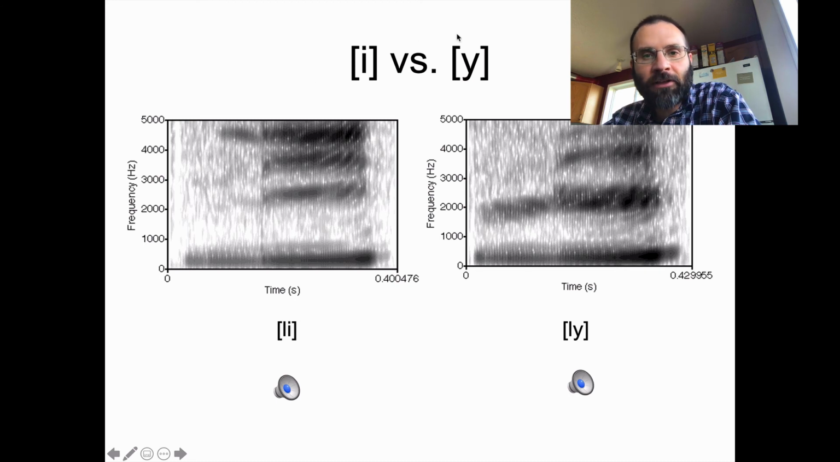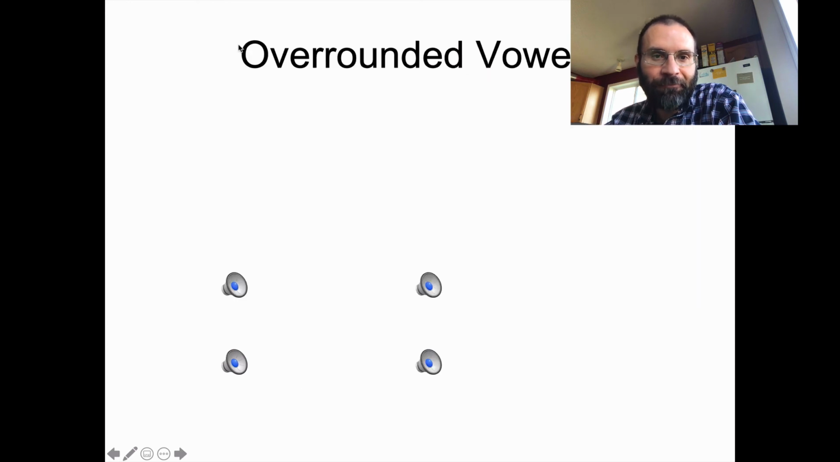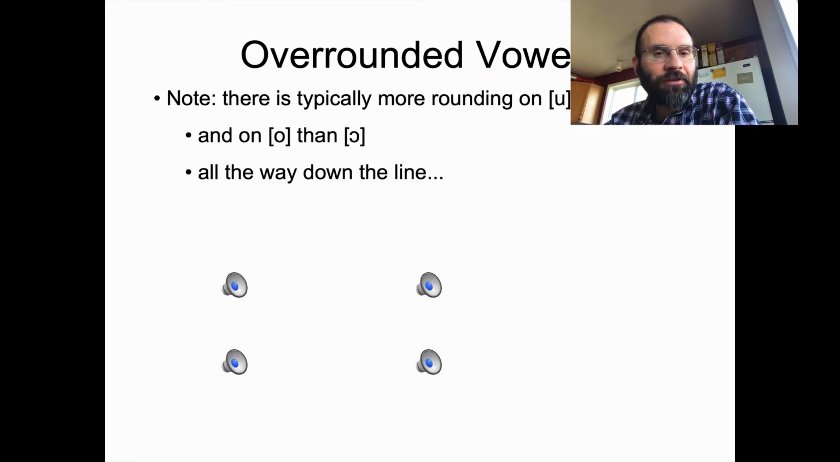So, it's possible, and we don't want to simplify our representations too much, but if the theory of adaptive dispersion holds true, then there must be some sort of distinctive value to this vowel, otherwise we wouldn't produce it. And maybe we're finding it in F3. Okay, so lastly, I'll talk a little bit about over-rounded vowels.